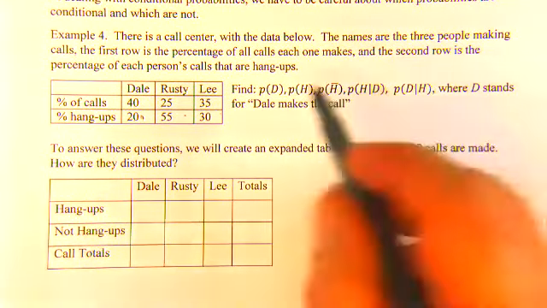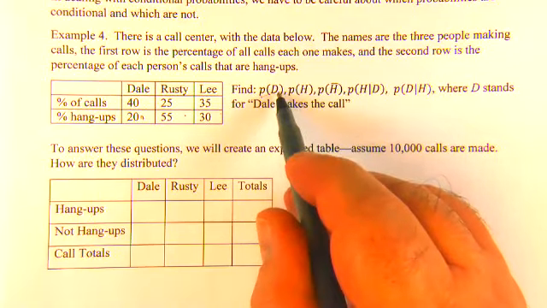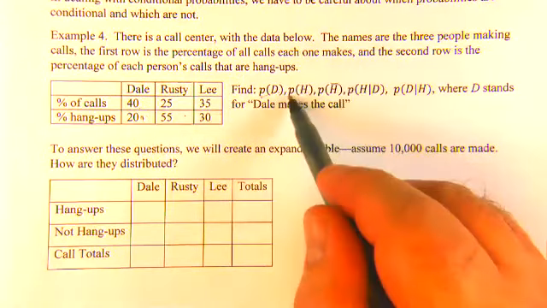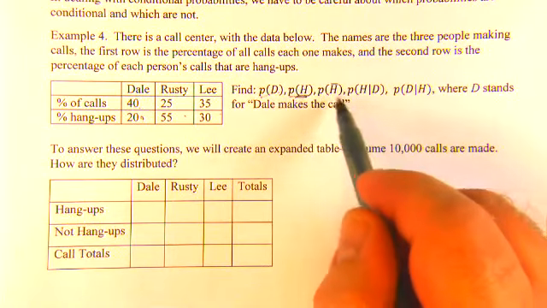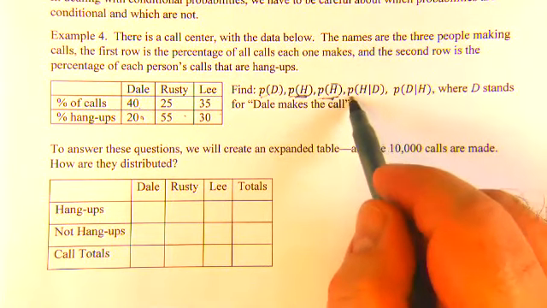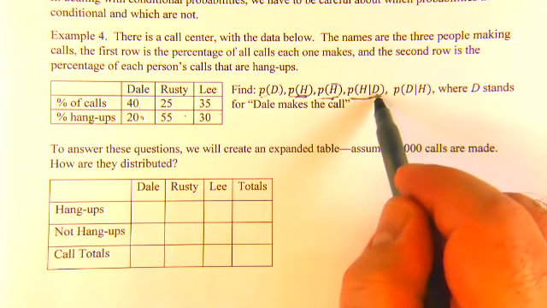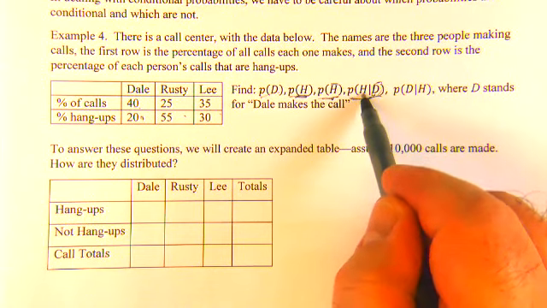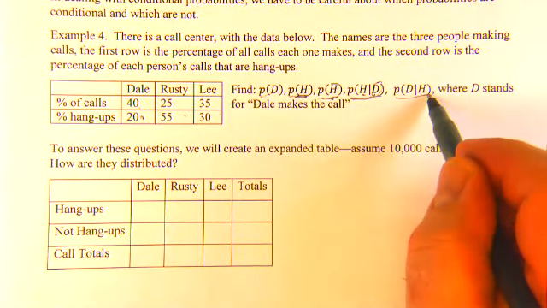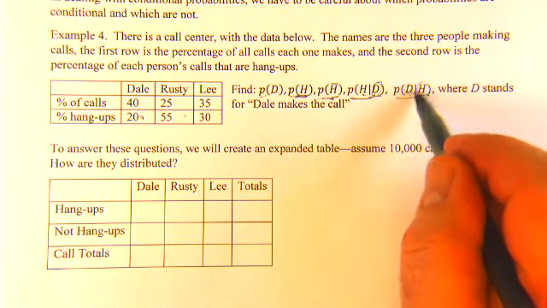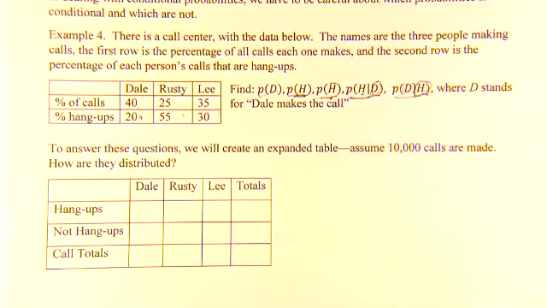So probability of D, what's the probability that Dale made the call? What's the probability of having a hangup? What's the probability of not having a hangup? What's the probability that Dale made a call that ended up in a hangup? What's the probability that Dale made the call given that a hangup happened?